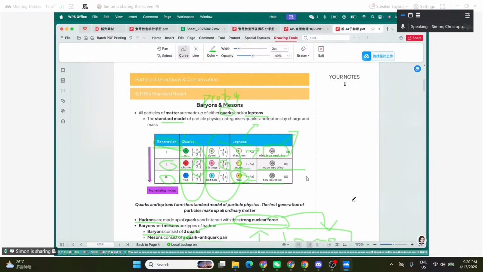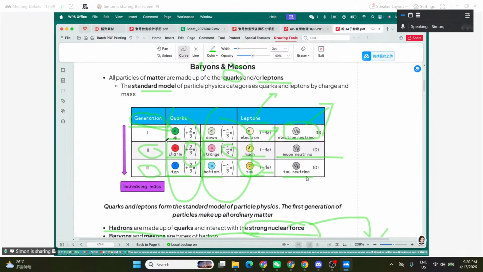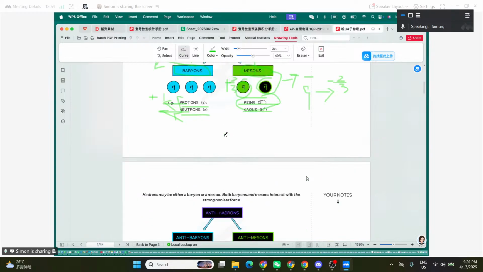And now the quarks have three generations. At each generation, we have a positive and a negative. In generation one, the positive is the up quark, and the negative is the down quark.